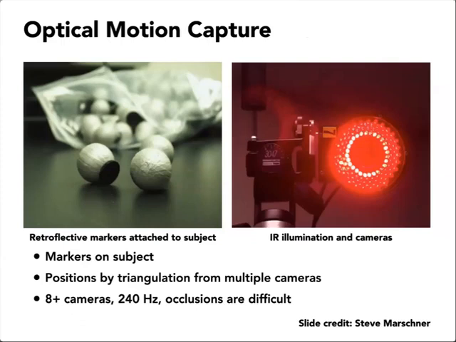To give you a sense of scale, typically something like more than 8 cameras operating at high speed, 240 frames per second, is typical. And as you might imagine, things like occlusions are difficult problems to deal with, because the body of the person is inherently going to block visibility of the marker from multiple locations. So these kinds of practical difficulties or challenges in the data will need to be resolved.